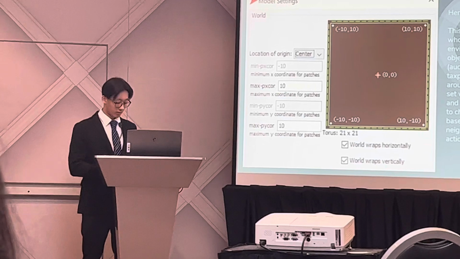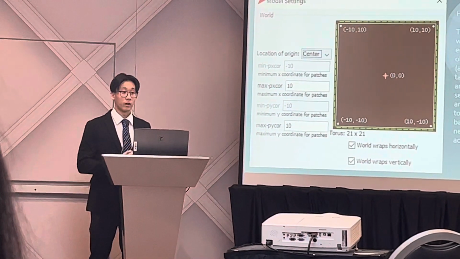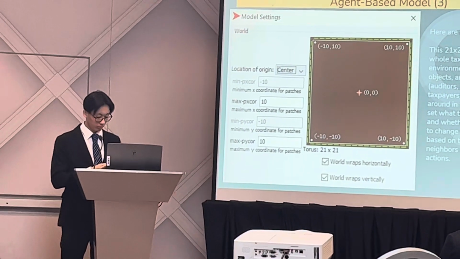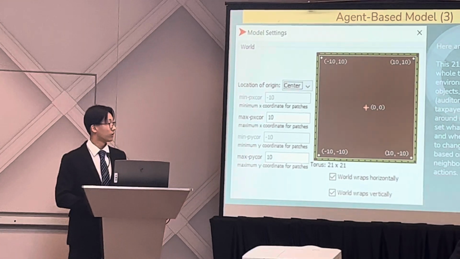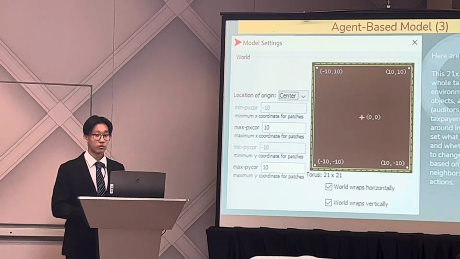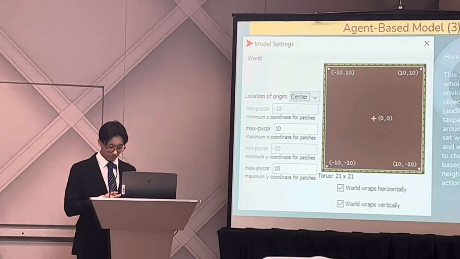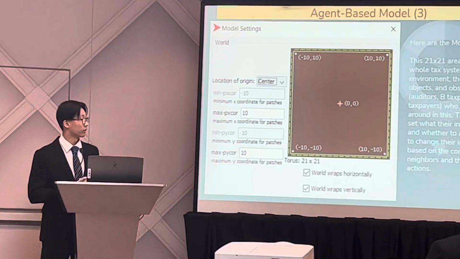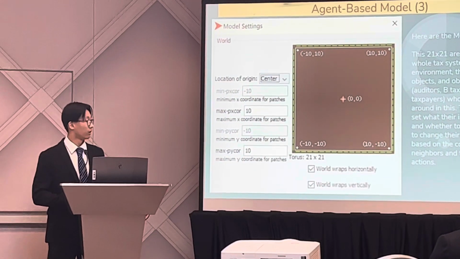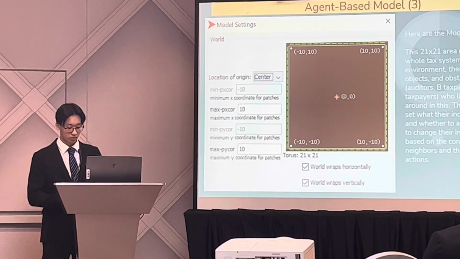There are rules that set incentives to move and whether to allow the agents and individuals to change their initial feature set, such as changing from traditional taxpayers to blockchain taxpayers, based on the consequences of themselves and their neighbors' previous actions.